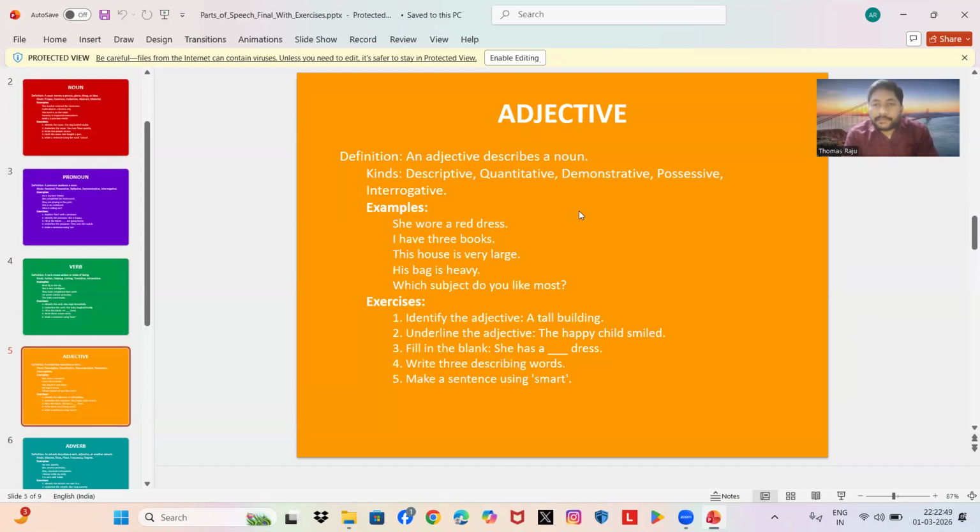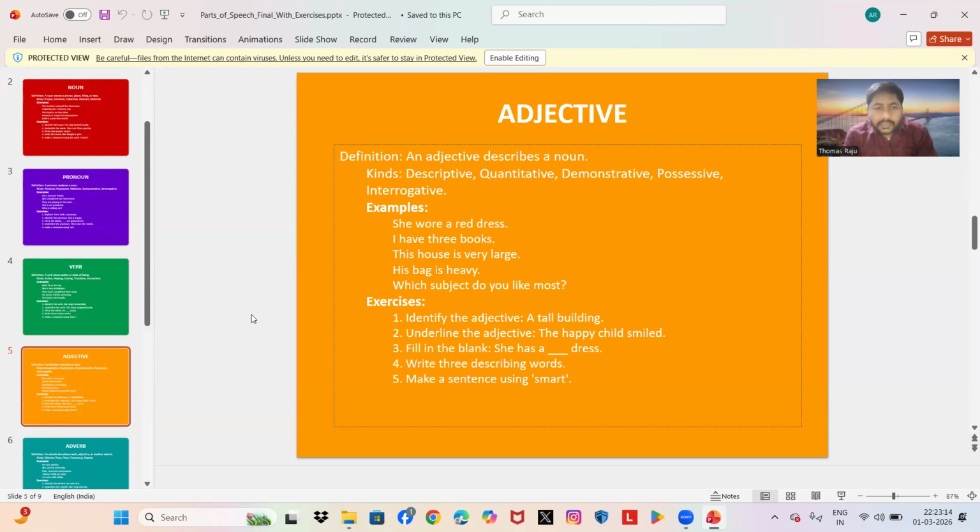Let us see briefly. She wore a red dress. Just now we have discussed that adjective describes a noun. So what is noun in this? Dress is a noun in this sentence. The word red describes the noun dress. That's why red is adjective.